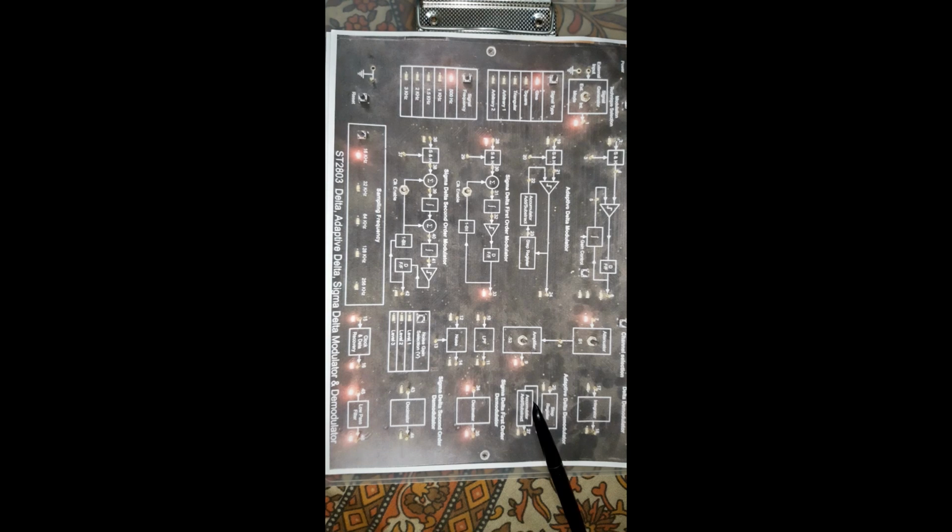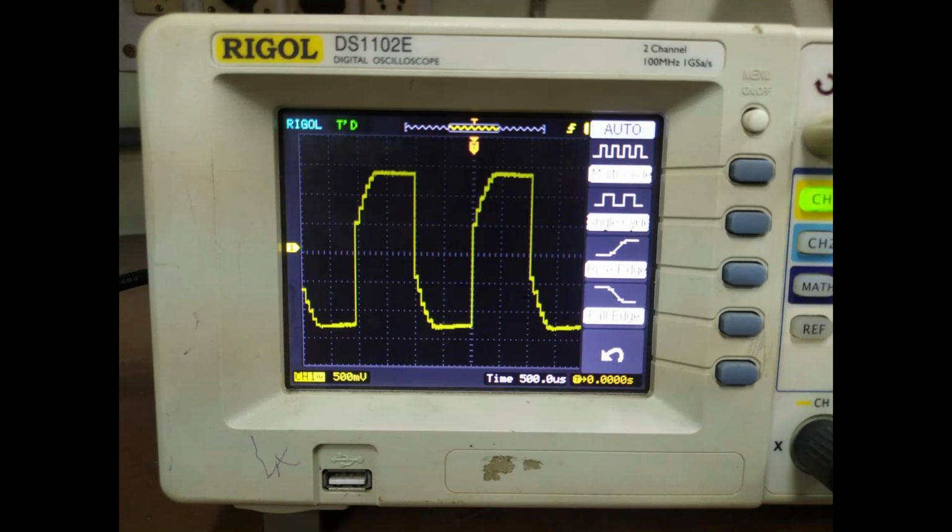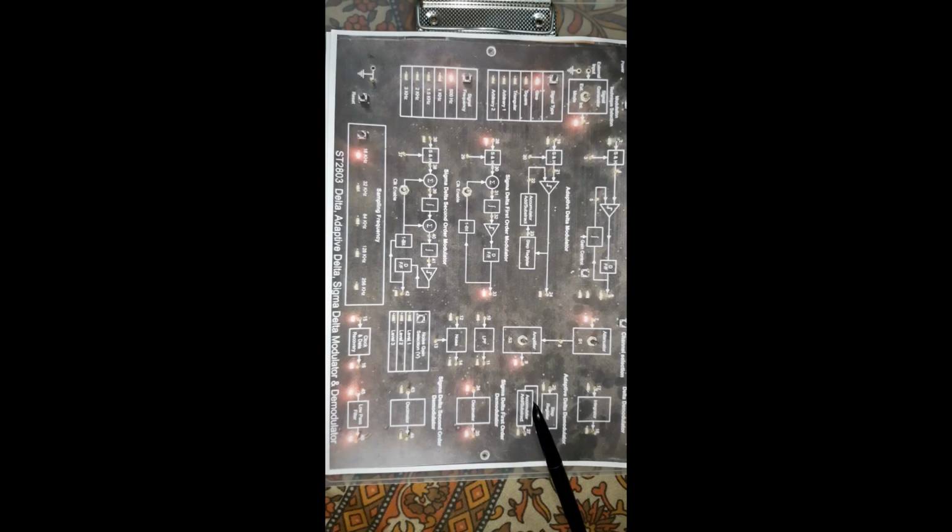And the output of the sigma delta modulation will be like this. I have already told you, the triangular waveform will not be produced here. The integrator is not used here, and a decimator is used here, that's why the output will not be in triangular form. So I hope you have understood this.